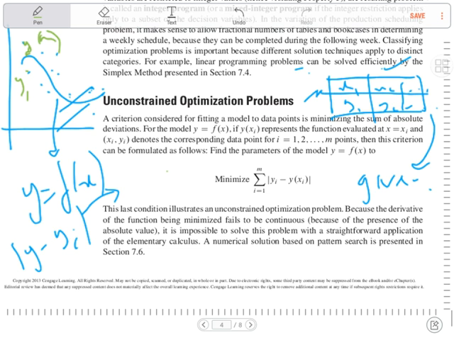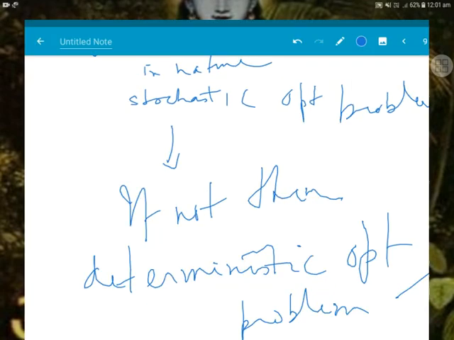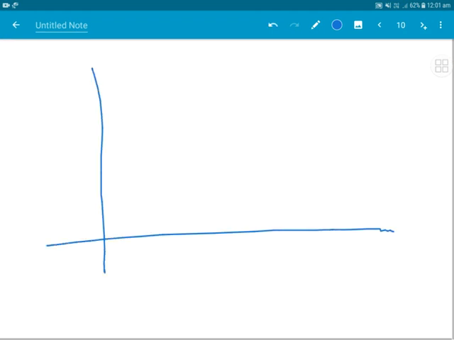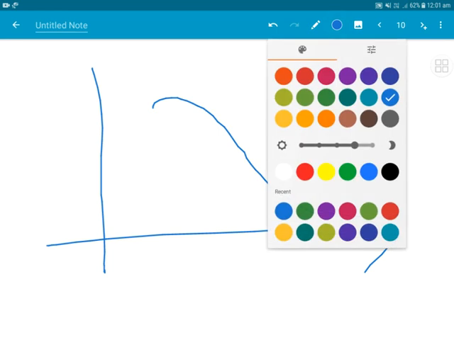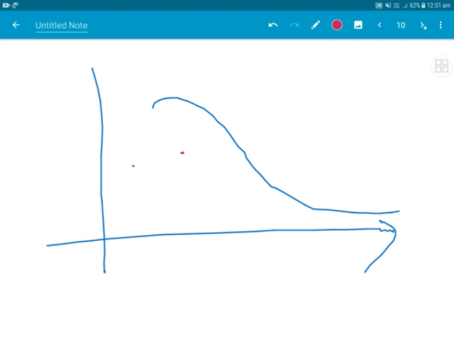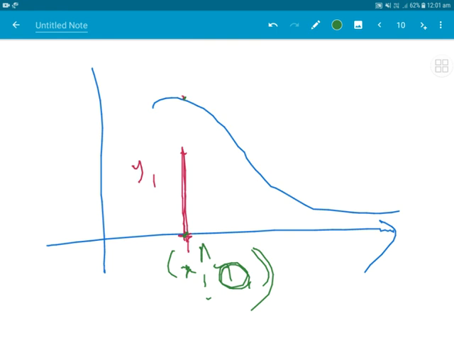This is not clear, let me show it separately. Suppose this is the curve we have obtained, and let me take only one point, this one. This much amount is your y1, and correspondingly this is your x1. So this point is (x1, 0), just a pointer, and this point is (x1, y1).